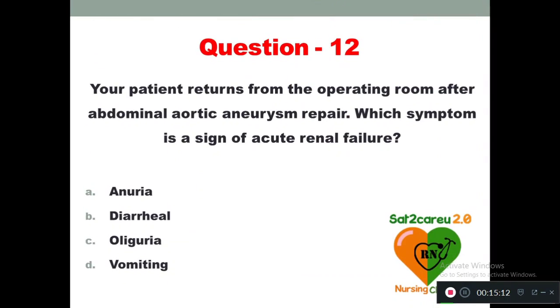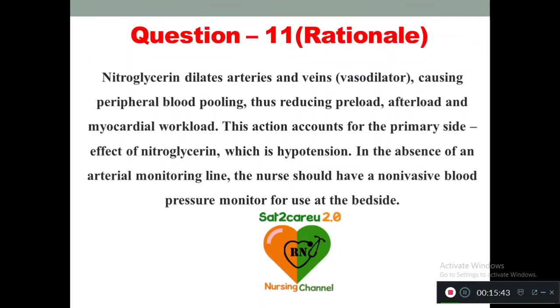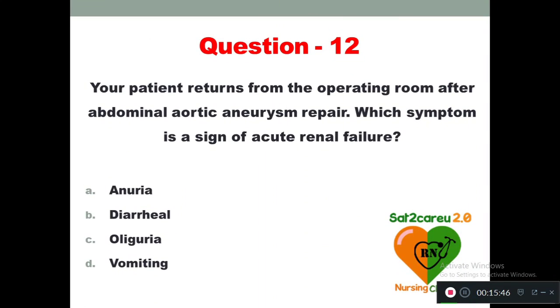Question number 12. Your patient returns from the operating room after abdominal aortic aneurysm repair. Which symptom is a sign of acute renal failure? Option A, anuria, B, diarrhea, C, oliguria, D, vomiting. So, for a client who comes from the operation theater after abdominal aortic aneurysm repair, the symptom of oliguria indicates acute renal failure.